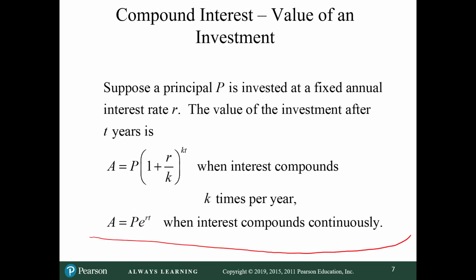Okay? Now, you can compound it even more than that. You can compound it continuously. And this is where natural logarithms come in, because the inverse of the natural log is e, which is called Euler's number.